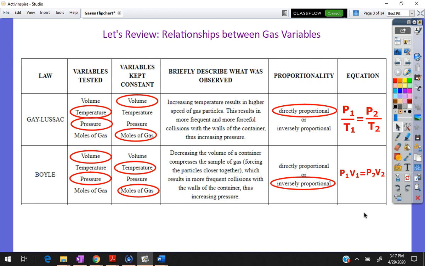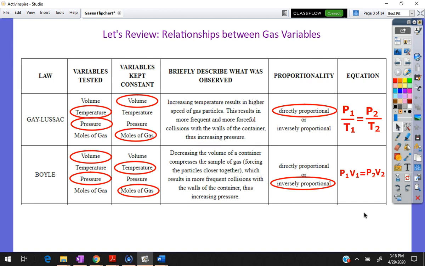Previously, we've discussed the different relationships between the 4 gas variables of volume, temperature, pressure, and moles of gas. We talked about 4 laws: Gay-Lussac's law, Boyle's law, Avogadro's law, and Charles' law. Today, I just wanted to briefly review those, give some clarification on what we've previously observed, and also give you the equations for these particular laws.